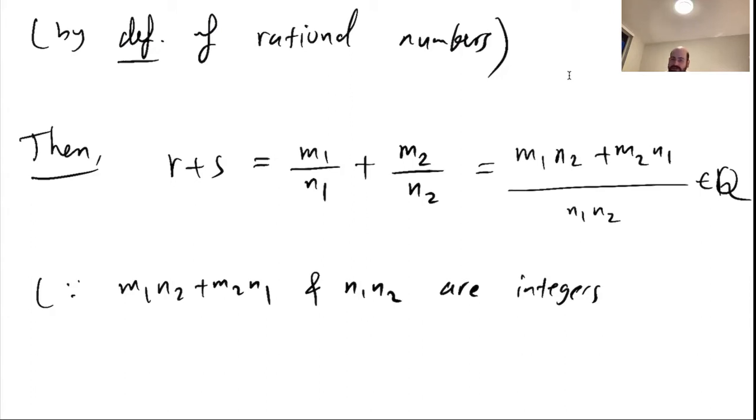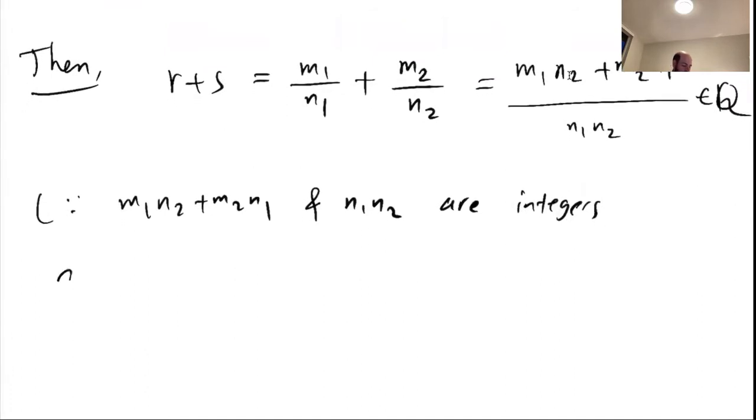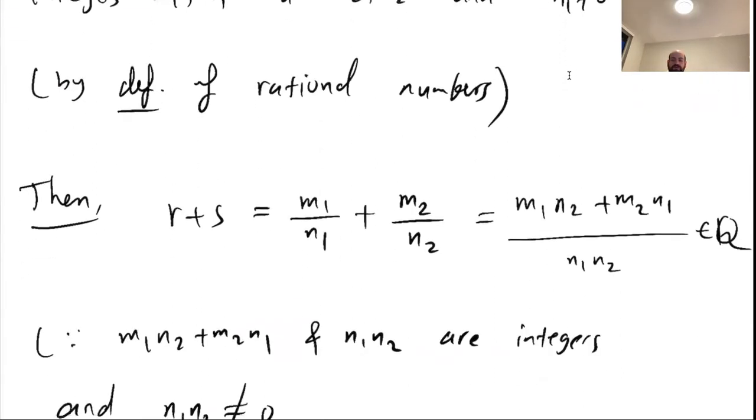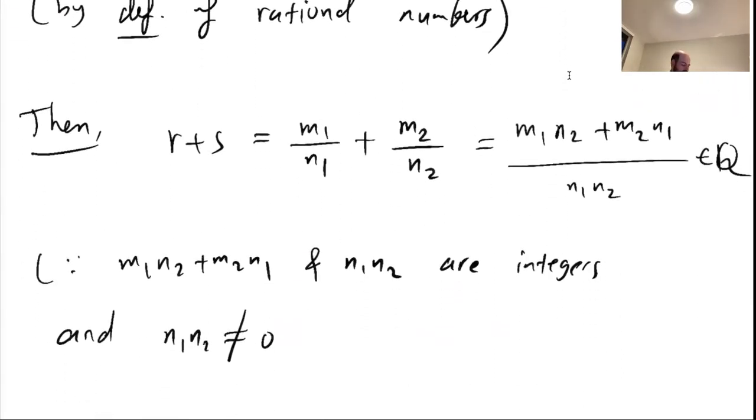Product of two integers is an integer. Sum of two integers is an integer. So M1 N2 plus M2 N1 is an integer, and N1 N2 is an integer. And N1 N2, the denominator, is also not zero. Why is the denominator not zero? Well, because I was assuming that N1 and N2 are each non-zero, right? So if I have two non-zero numbers, the product of those two non-zero numbers will also be non-zero.